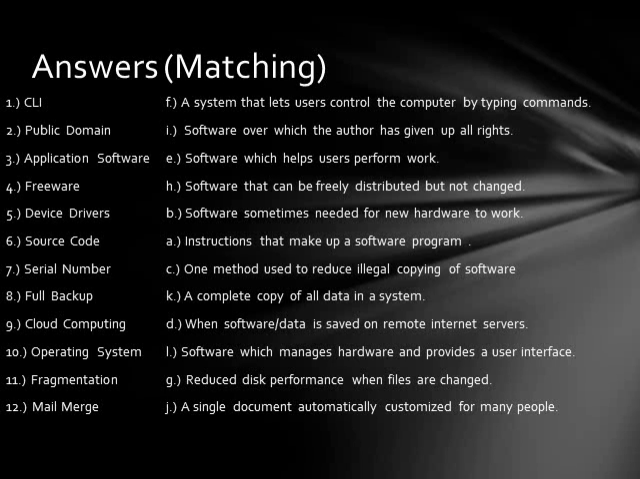For operating system, the answer is L, software which manages hardware and provides a user interface. For fragmentation, the answer is G, reduced disk performance when files are changed. And for mail merge, the answer is J, a single document automatically customized for many people.